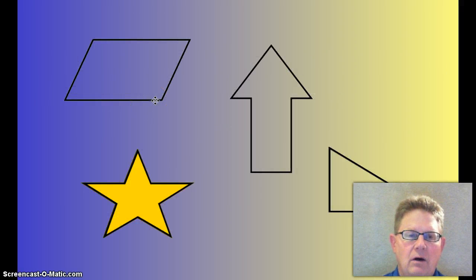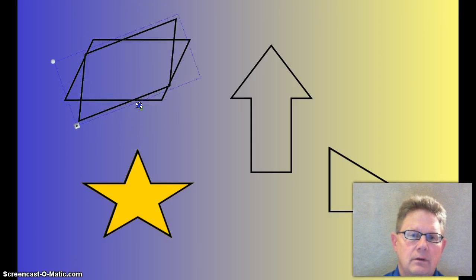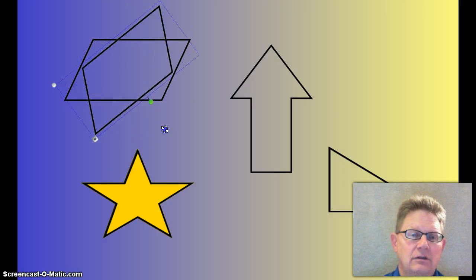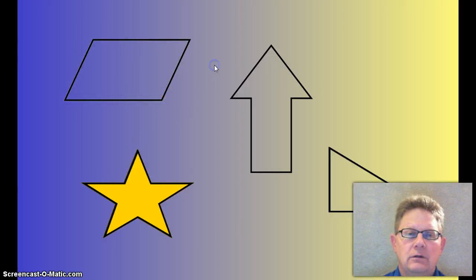Now let's go back to our parallelogram that did not have any line symmetry. It does have rotational symmetry, and it's 180 degree rotational symmetry. If it has 180 degree rotational symmetry, it's also called point symmetry. So that parallelogram has point symmetry.